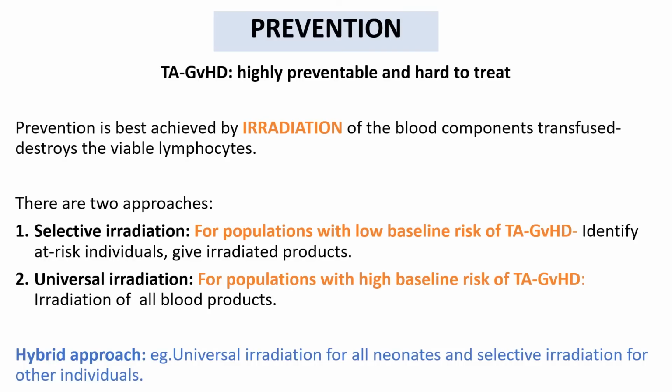Although TA-GVHD is hard to treat, it is highly preventable. Prevention is best achieved by irradiation of the blood component transfused, which will destroy all the viable lymphocytes. There are two approaches for irradiation. In the selective approach, where the population has a low baseline risk, we can identify the at-risk individuals and give them irradiated products. Secondly, we can use universal irradiation for a population with a high baseline risk of TA-GVHD. For example, in this approach, we can irradiate all the blood products. Depending upon its individualized requirements, a hospital can have its own hybrid approach. For example, universal irradiation for all neonates and selective irradiation for other individuals.